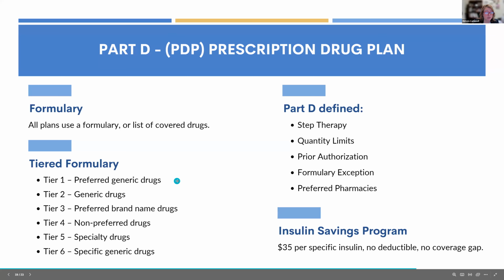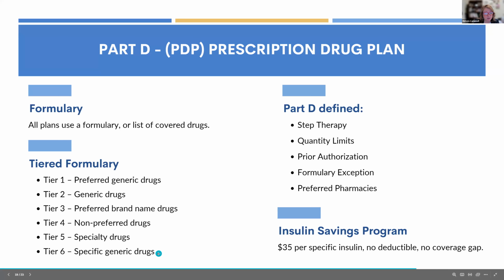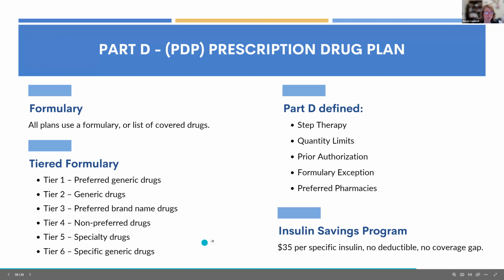So your cheapest drug is tier 1. Your most expensive is tier 5. Each company can decide, do I want to put that drug in tier 1, 2, 3, 4, or 5? But typically, you're going to see your least expensive, like I said, and as they get more expensive, they're going to go into tier 5. And then tier 6 is specific generic drugs. It could be like diabetic drugs and hypertension drugs and stuff. And it's a low cost usually also.